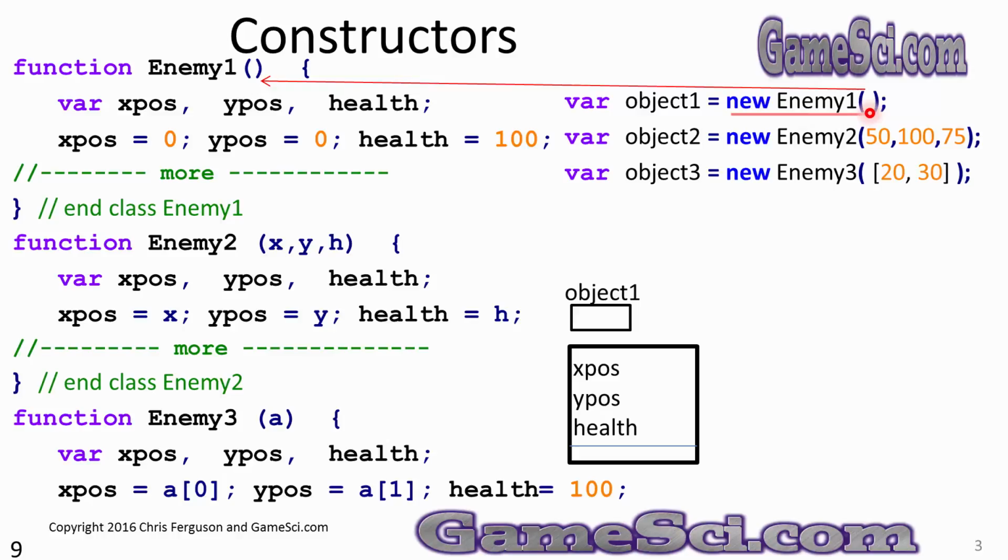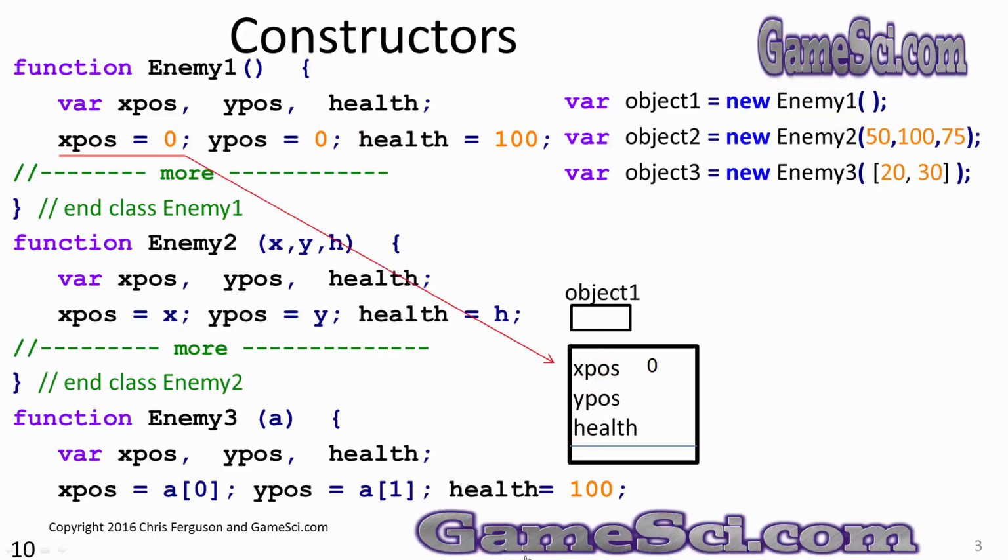Also, see, there are no parameters here. It will call the constructor over here with no parameters and execute the code inside of enemy1. Objects are variables and methods. So you can see the x position, y position, and health variables are part of the object and they get allocated.